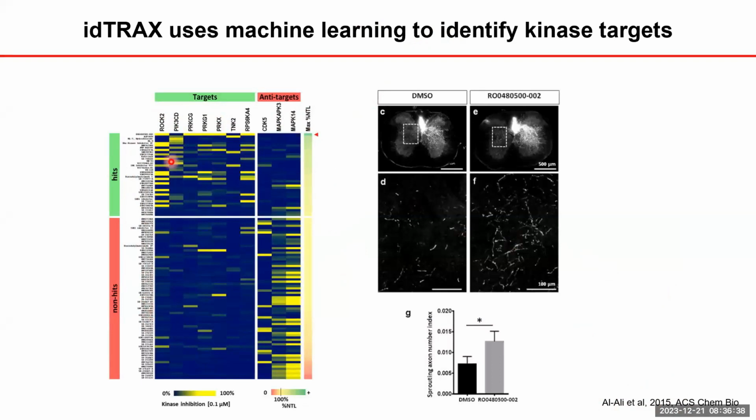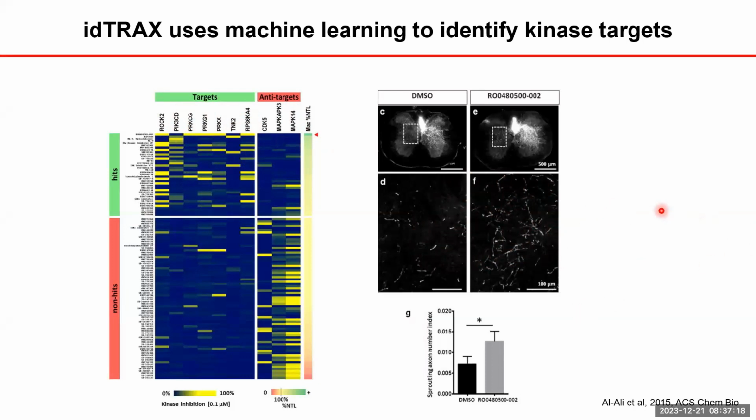are listed here. As you can see, these are hits, meaning that they are promoting the phenotype that you want to see. And these are non-hits, meaning that they are going against the phenotype that you want to see. Highlighted in yellow here are the inhibition profiles of the specific kinase targets and anti-targets. They used this to identify a novel compound that promotes axon growth in the central nervous system. And this compound has now gone into a grant mechanism called Blueprint for Neurotherapeutics that they are working on right now.